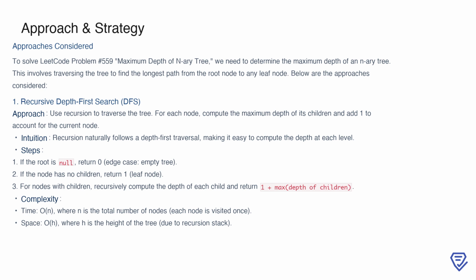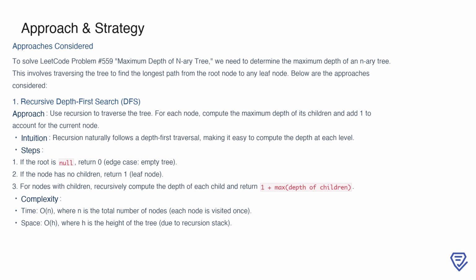To solve the problem of determining the maximum depth of an N-ary tree, we need to figure out the longest path from the root node to any leaf node. One effective approach is using recursive depth-first search, or DFS. This method involves traversing the tree recursively, calculating the maximum depth of each node's children, and adding 1 to account for the current node itself.